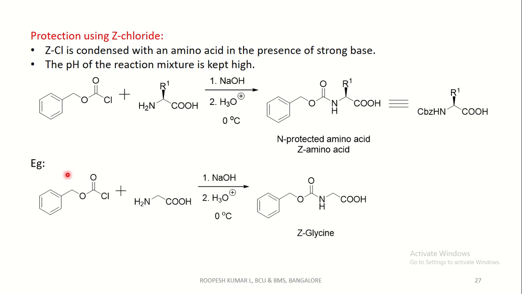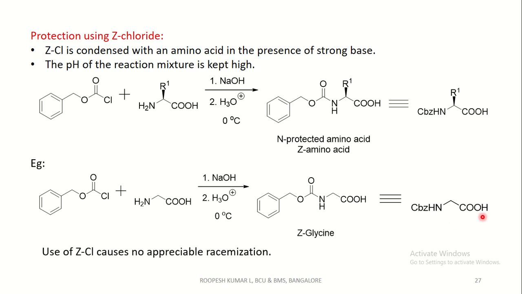For example, Z chloride on treatment with glycine, in the presence of base at 0 degrees Celsius you get Z glycine. This is the representation of Z glycine. And use of Z chloride causes no appreciable racemization. That is, using Z chloride, it is a racemization free reaction. That is, if you use L isomer, the product will also be an L isomer.